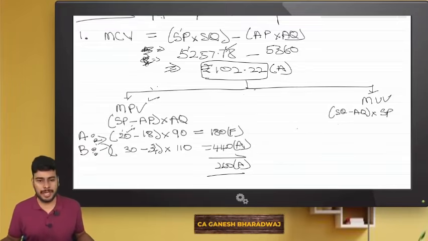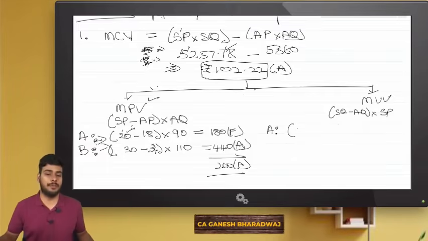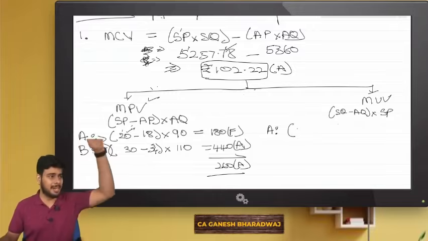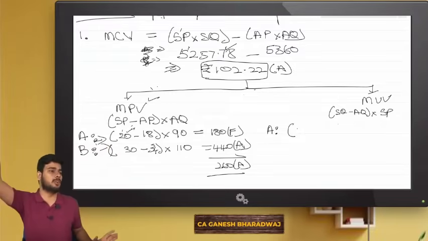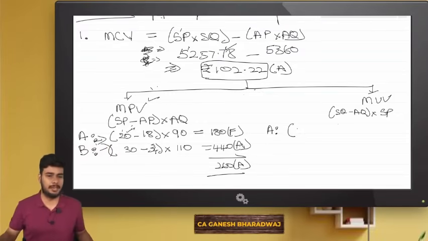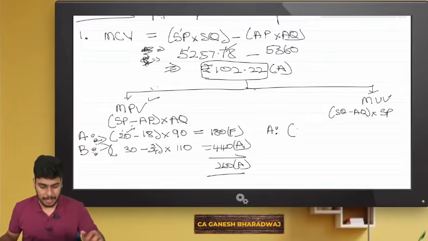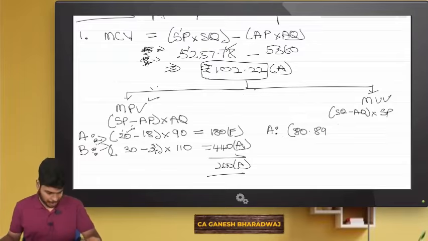What's your usage variance? Similarly, for A. Now, what's my standard quantity for A? Guys, look at the table. Everything is there on the table. You need not look at the question. You will get it. How much? 80.89. So, 80.89 minus actual quantity of A, 90, into standard price, 20.